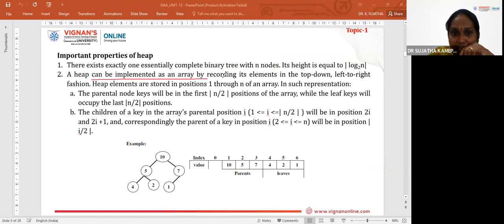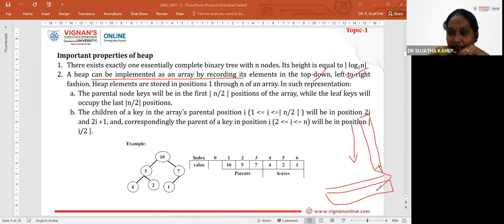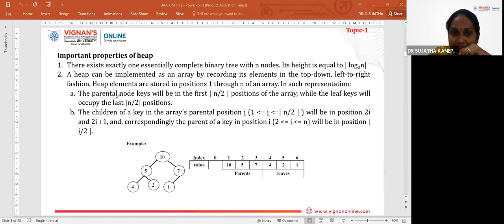Next, a heap can be implemented as an array by recording its elements in top-down or left-to-right fashion. Here I can represent the elements in the top-down way if the array is present like this. I can represent the elements in this fashion, left to right. Now, how are these elements represented in the array? The parental node keys will be in the first n/2 positions, while the leaf keys will occupy the last n/2 positions.